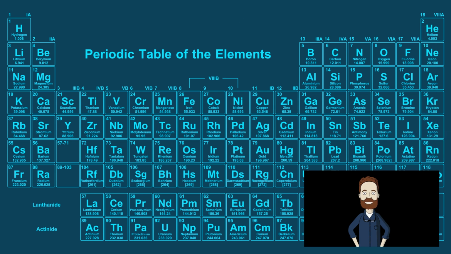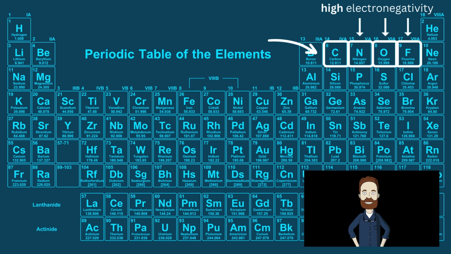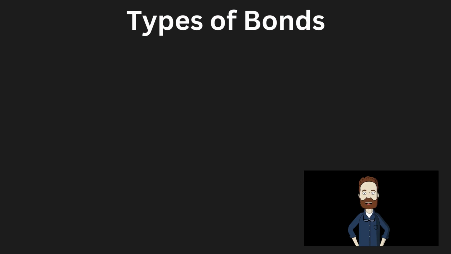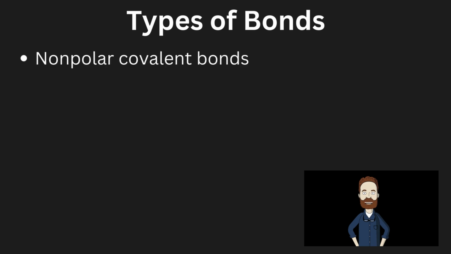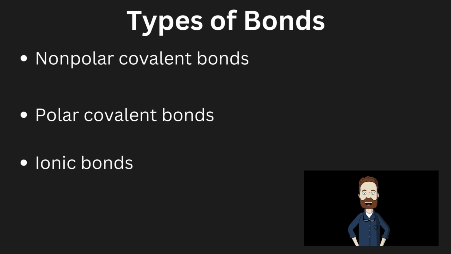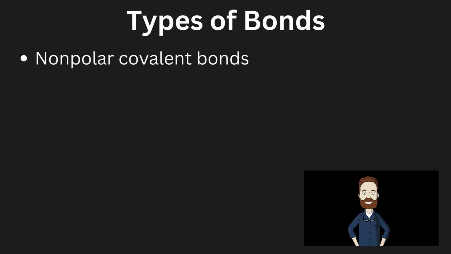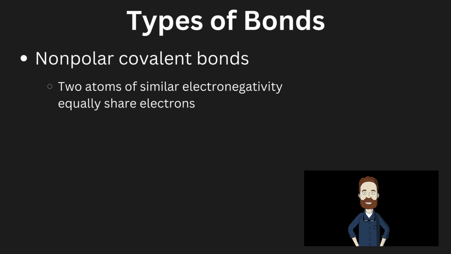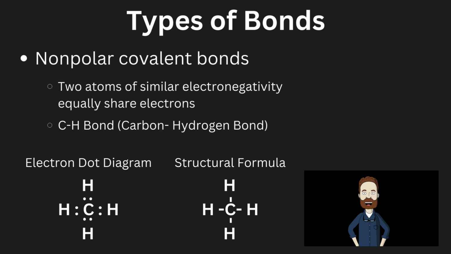The 4 most important electronegativities you need to know are fluorine, oxygen, nitrogen, and carbon. Just understand that the first 3 have very high electronegativities, while carbon's is much lower and actually very similar to hydrogen's. There are also 4 bond types that you should remember that relate to electronegativity: nonpolar covalent bonds, polar covalent bonds, ionic bonds, and hydrogen bonds. Nonpolar covalent bonds happen when 2 atoms with similar electronegativities equally share electrons. The most common example is a CH bond, or a carbon-hydrogen bond.